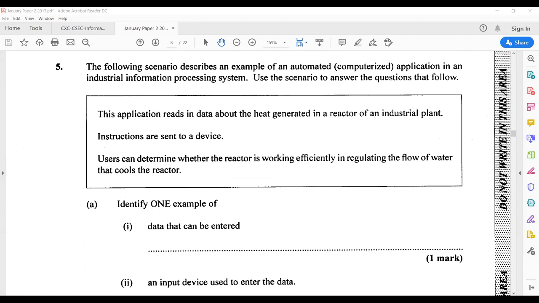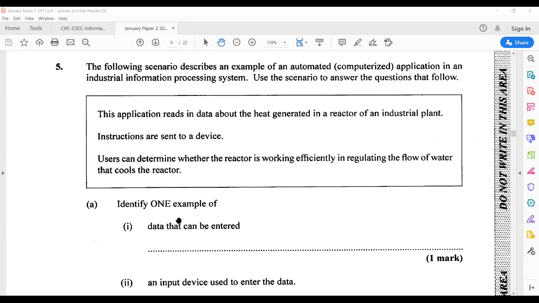All right. Let's continue with question 5, right? The following scenario describes an example of an automated computerized application in an industrial information processing system. Use the scenario to answer the questions that follow. And this is the scenario in the box, right? This application reads in data about the heat generated in a reactor of an industrial plant. Instructions are sent to a device. Users can determine whether the reactor is working efficiently in regulating the flow of water that cools the reactor. Okay, so that's a description of the information processing system and the scenario.